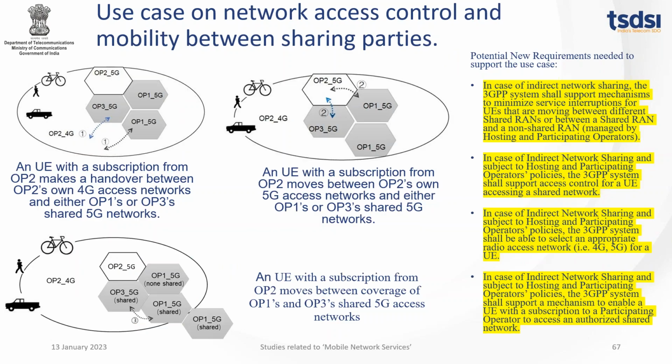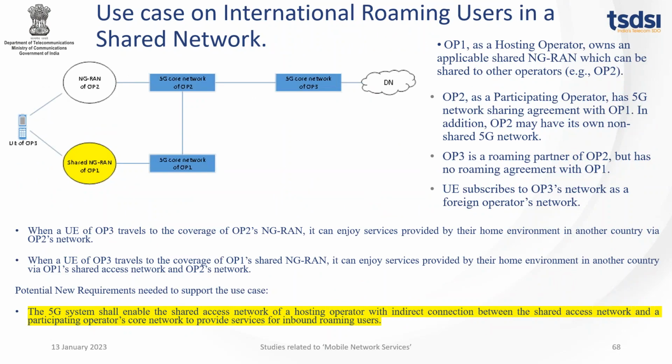Next slide, please. So, sorry, this slide. In this case, the international roaming use cases. If you see operator 1, in yellow color, which is sharing the NG-RAN, and it has a core network. So this is a hosting network.